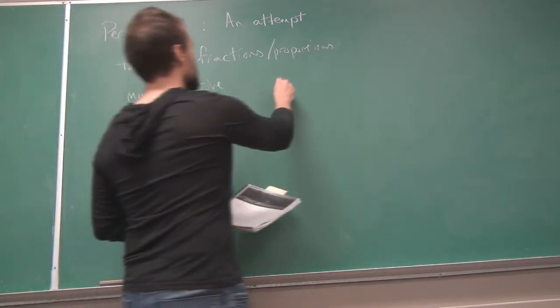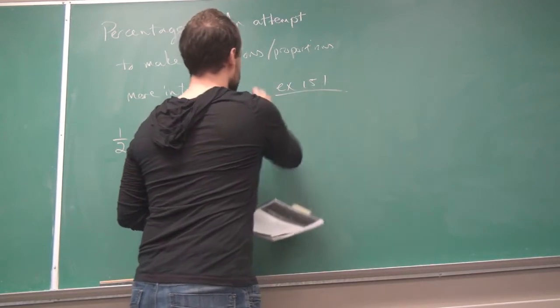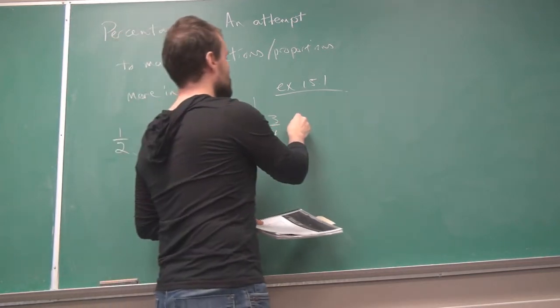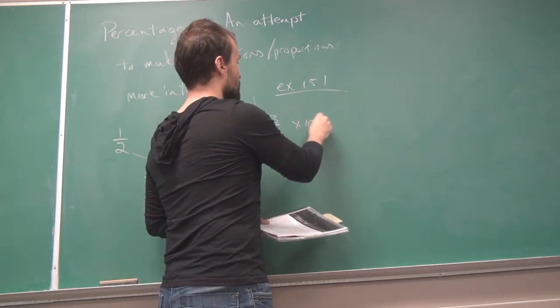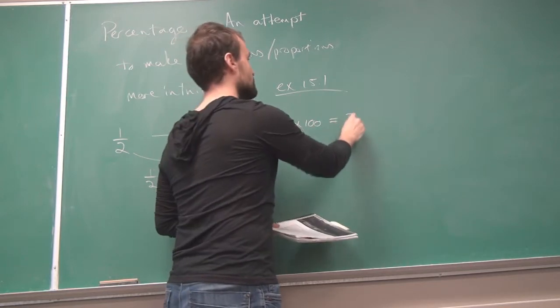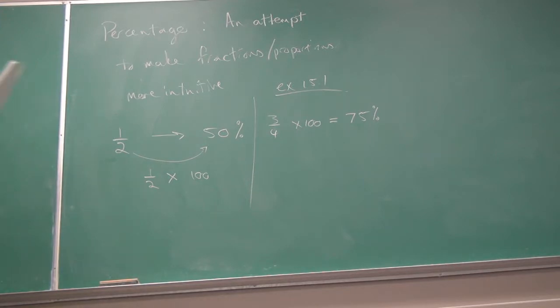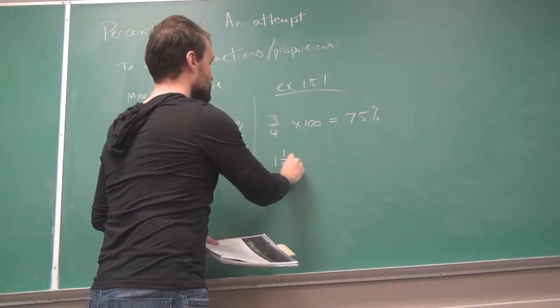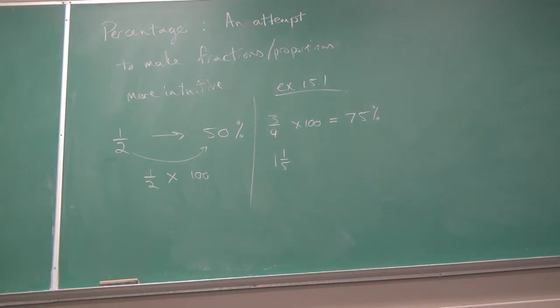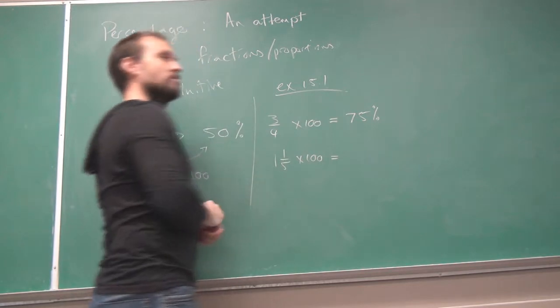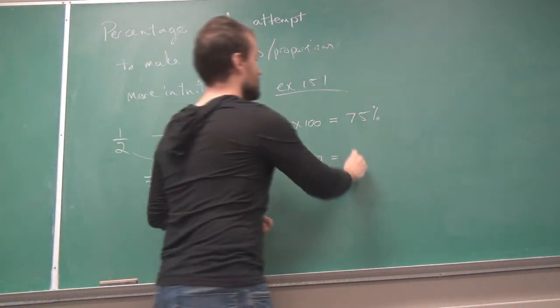I have example 15.1 there that I'm just going to squeeze in here. Why not? 3/4 corresponds to what percentage? Well, multiplied by 100, what do I get? 75%. 1 1/5, oh, there's a markup of 1 1/5. Doesn't sound very intuitive, doesn't sound very natural. Multiplied by 100, what do I get? 120.